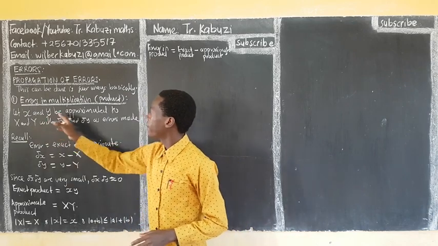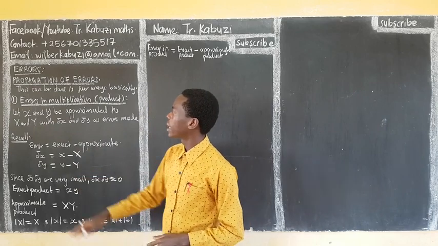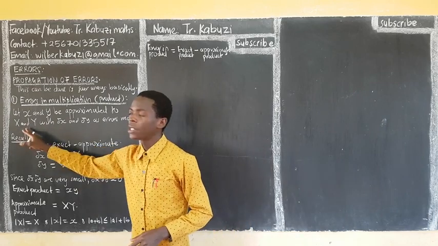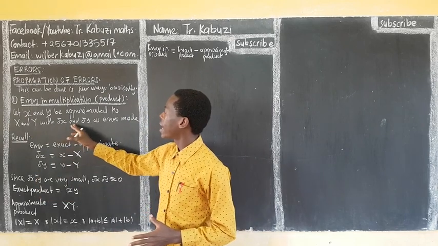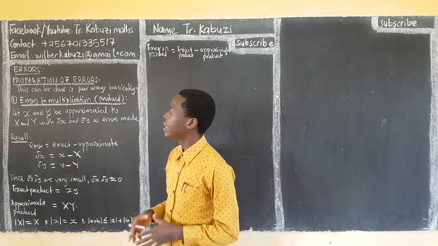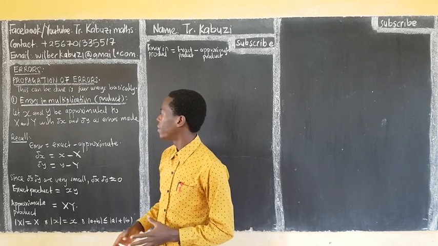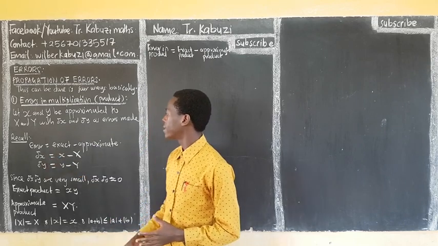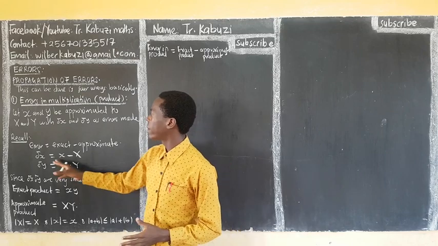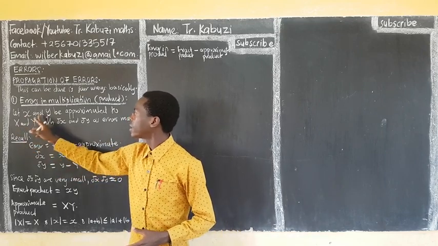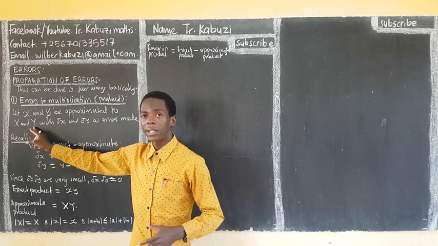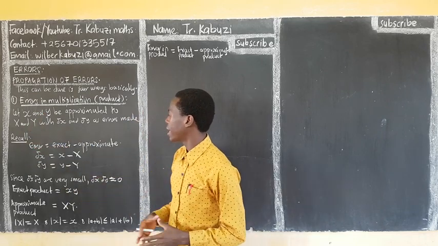So let x and y be approximated to capital X and capital Y. These are the approximations, and these are the exact values, and delta x and delta y are the errors made in approximating them. Remember that error is given by the exact minus the approximate. So our exact is this, it was approximated to this, and this is our exact, which was approximated to this, giving us that.